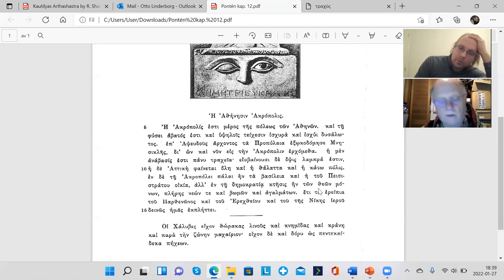Exactly. So if you go still back here to this ta, ta basileia kai ta Peisistratou oikia. So this ta here, I think, includes both the basileia and the oikia. So the palace and the house of Peisistratus. Okay. But during democracy, it was the possession of gods alone, like you said.